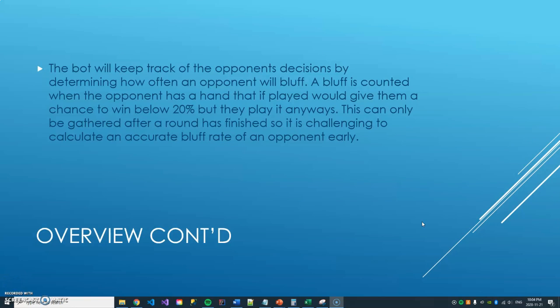So the bot's going to keep track of all the opponent's decisions by counting how many times that opponent bluffs. A bluff is basically if the chance of the opponent winning with their current hand is below 20%, and they play that hand anyways, then that would be considered a bluff. So it's going to be pretty challenging to gather accurate information on that early in the game, but maybe as the game goes on, it will get better at understanding, oh, maybe they'll bluff this time.